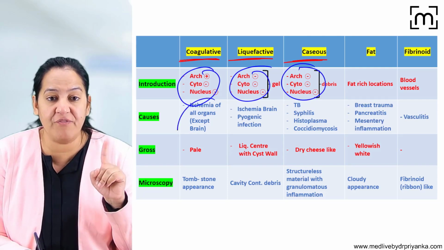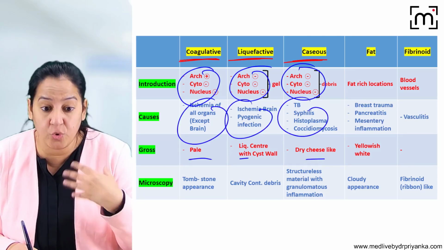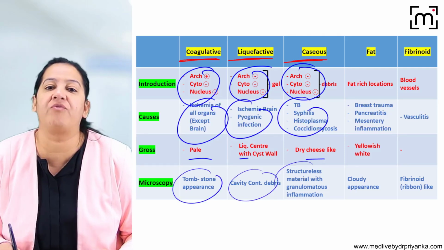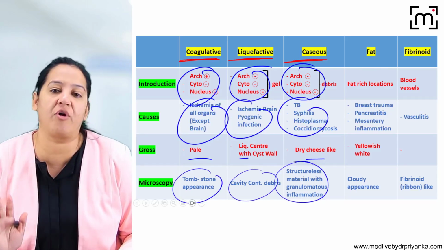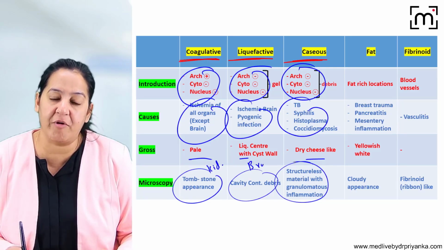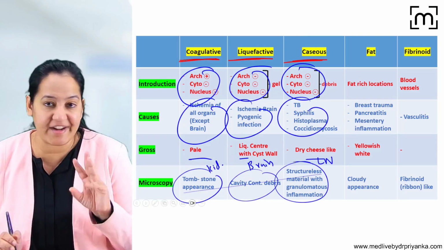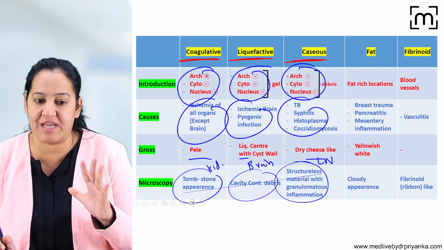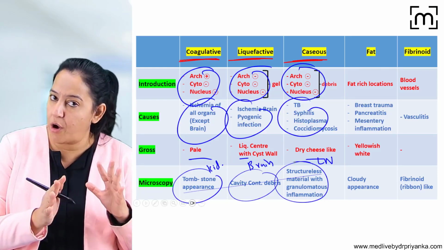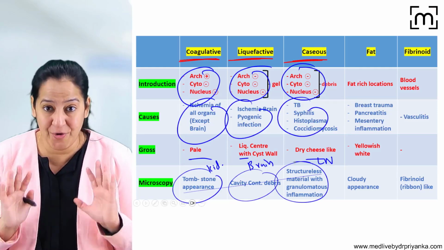Please appreciate the causes of all three. See the gross of all three, and try to make the microscopy of all. Hana, try to draw the diagram of microscopy. So here I have shown you the diagram of kidney, here the diagram of brain, and here the diagram of lymph node. In all these, I have divided the diagrams into three portions. On one side there is viable organ, on the other side there is necrotic organ, and at the junction there is inflammation. I hope you are getting it well.